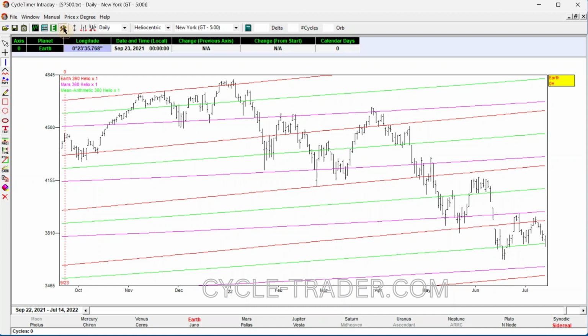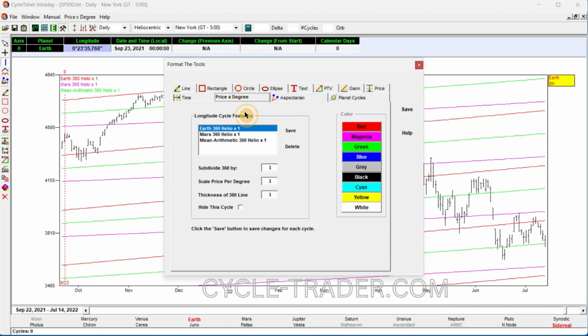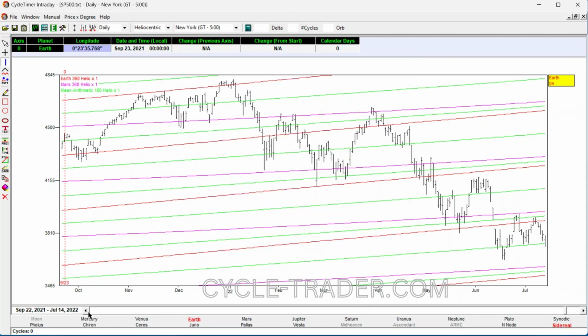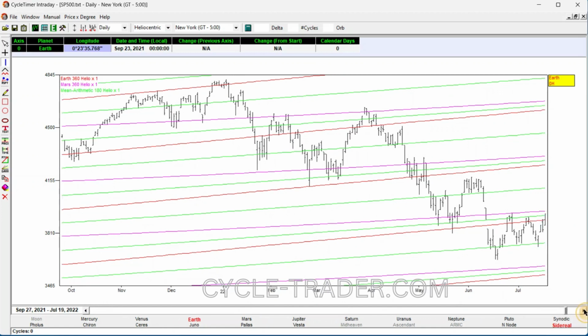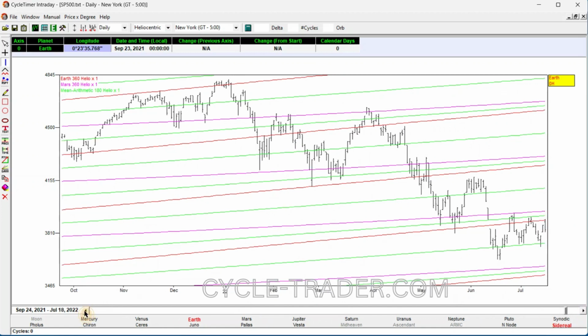This problem is easily solved by including the first harmonic, or 180-degree line in the tool format window. When this is done you can see there is no longer any shift in the average when Earth crosses 360 to 0. But what happens with 3 planets?